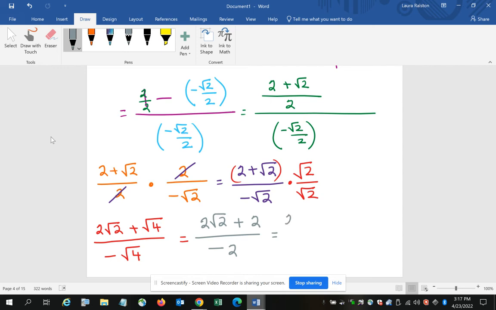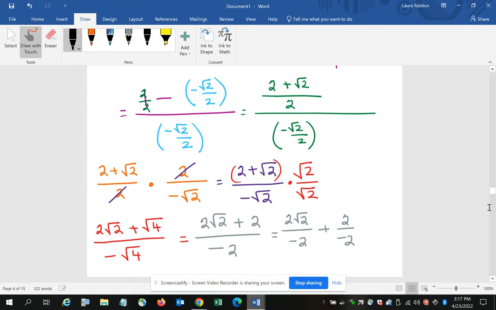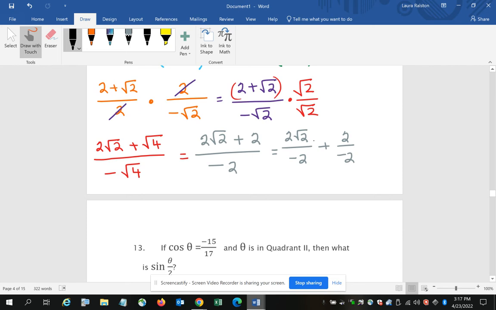And then I realize I have square root 2 over 2 divided by negative 2 plus 2 over negative 2. I'm going to break it apart so that I can ultimately simplify this fraction. I have a 2 in the numerator, a 2 in the denominator. There's a negative there, so I have negative square root 2. 2 divided by 2 is 1, and it's negative. So my final answer is negative square root 2 minus 1.